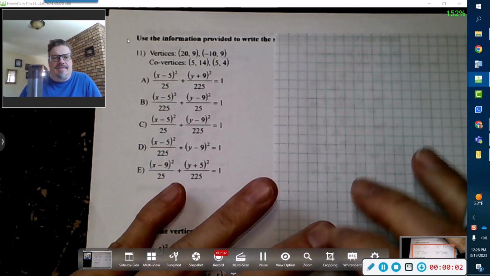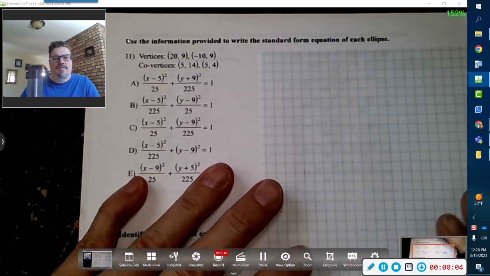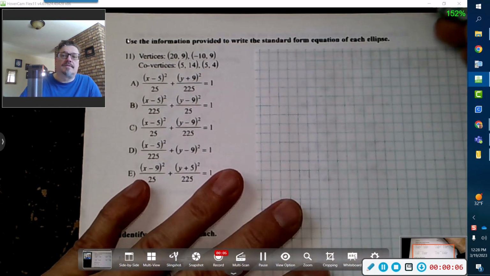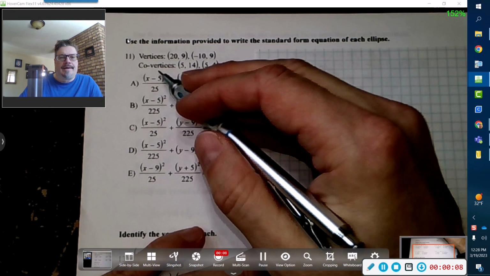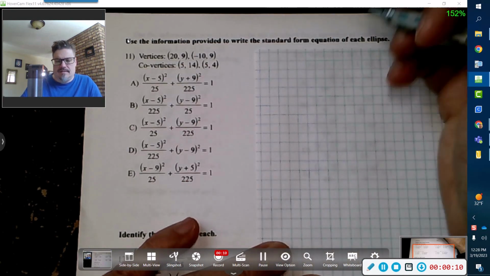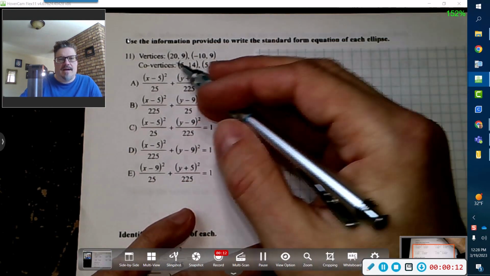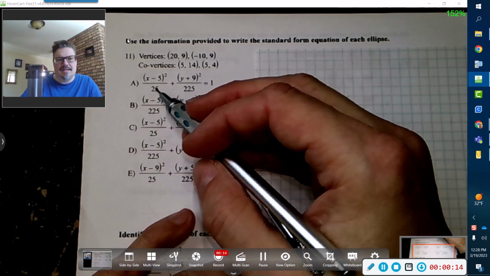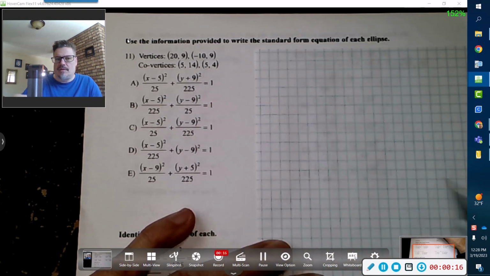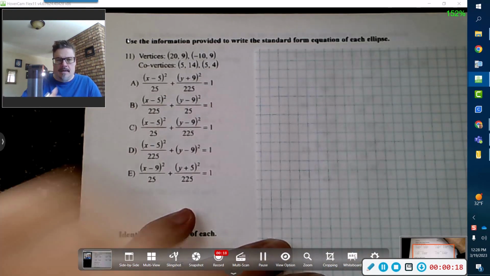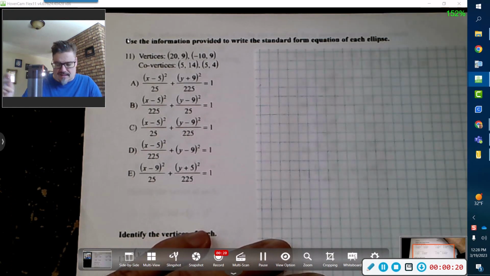Number 11, we've got vertices and co-vertices. So that's definitely an ellipse. We can see that here. So this means then let's figure out how this is oriented so I can see which numbers will go underneath where, and where the center is. Notice they're all equal to 1 because that's its standard form.